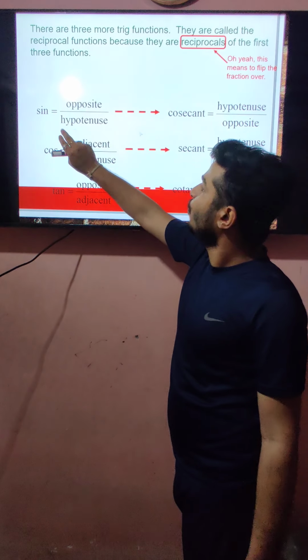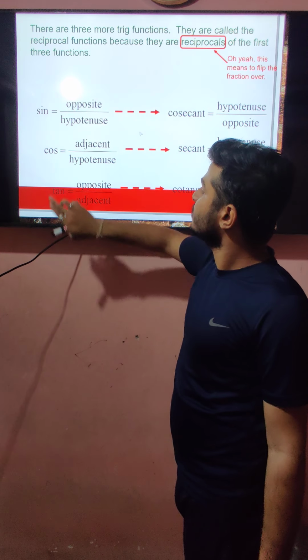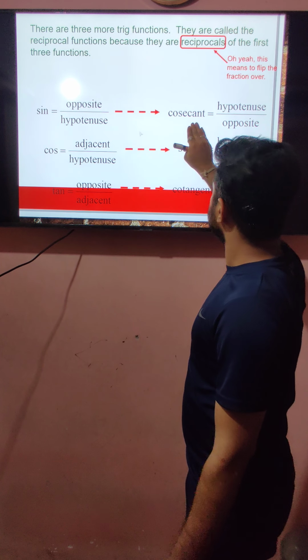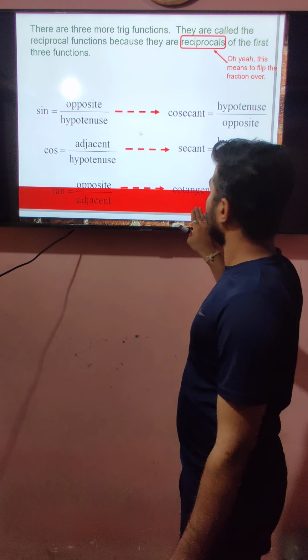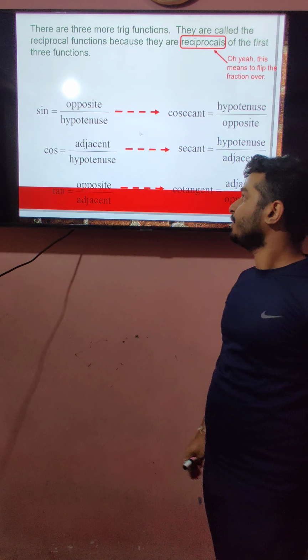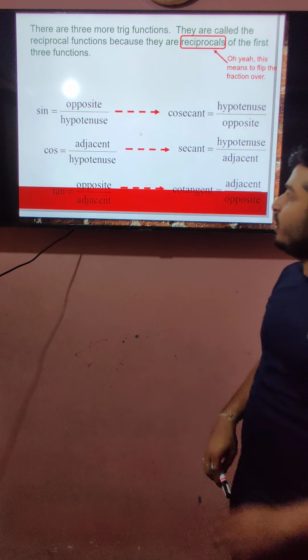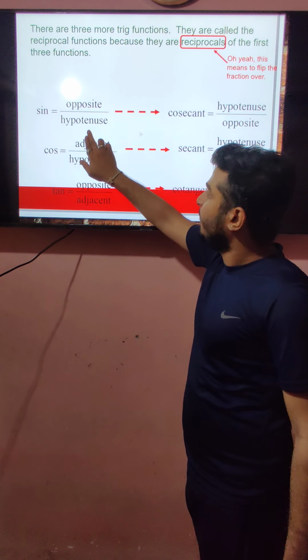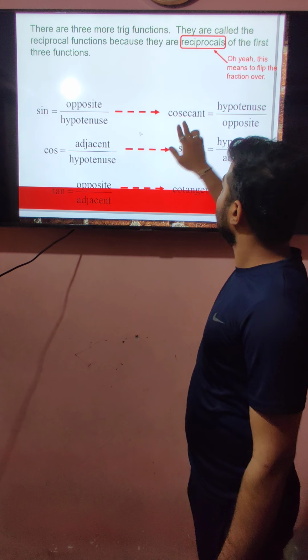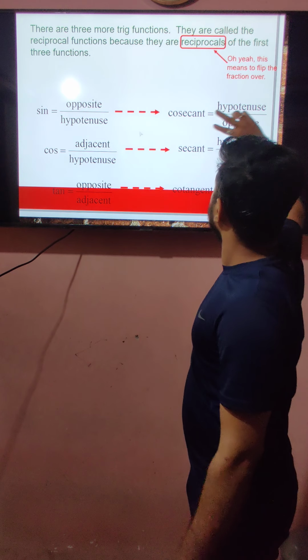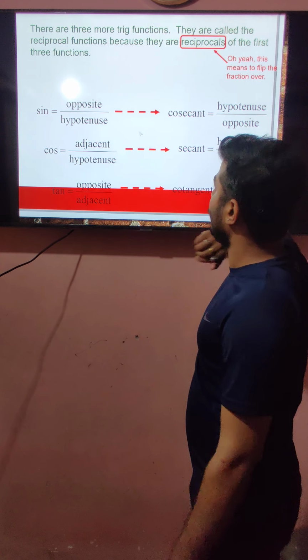Students, now you know sine, cos, tan, cosecant, secant and cotangent. What is sine? Opposite divided by hypotenuse. Cosecant will be the opposite of sine, that is nothing but hypotenuse divided by opposite.